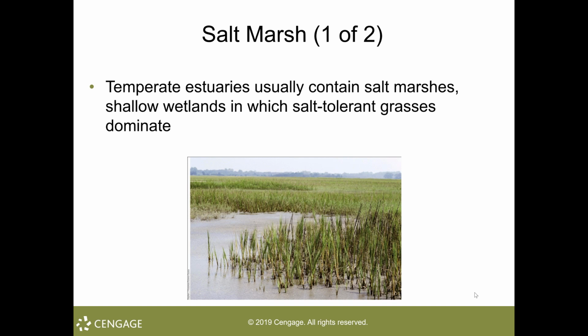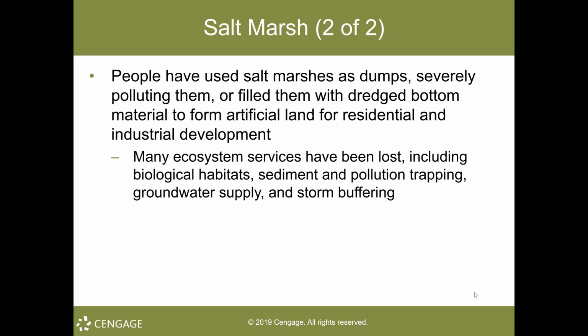A large part of the estuarine environment is lost in this way, along with many ecosystem services such as biological habitats, sediment and pollution trapping, groundwater supply, and storm buffering. Because, of course, the salt marshes are what would absorb much energy of a storm, i.e., a hurricane storm surge, and thereby prevent flood damage elsewhere. Mangrove forests are the tropical equivalent of salt marshes, and they cover about 70% of the tropical and subtropical mudflats where tides and waves fluctuate.